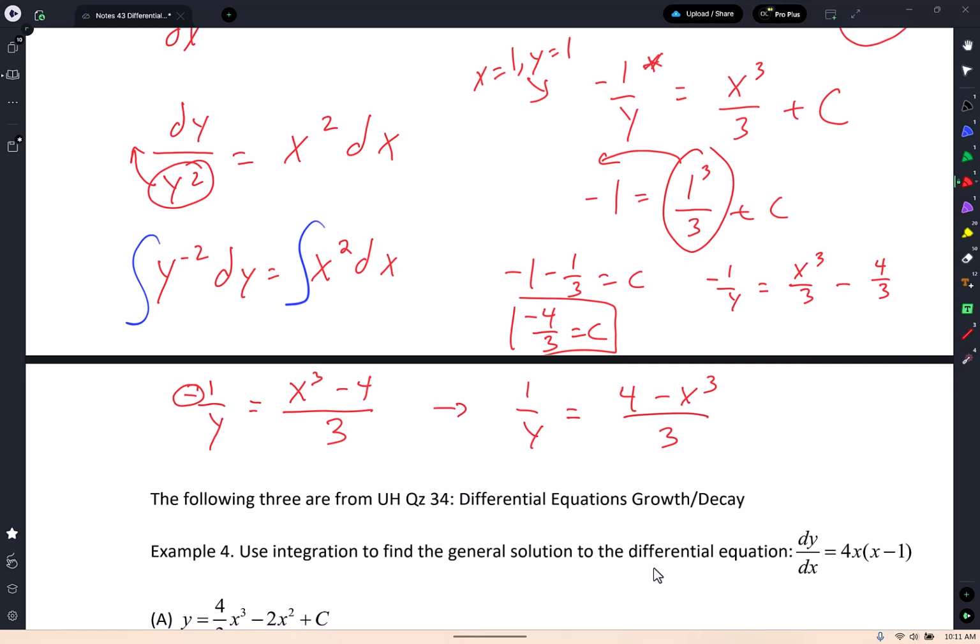Why'd you do that? I like to have the positive one in the front, because sometimes the negative floats and it looks like the whole expression is negative. I want y equals. I have a fraction on the left, I have a fraction on the right. I can just flip them. So y equals 3 over 4 minus x cubed. And there it is. How do we feel?